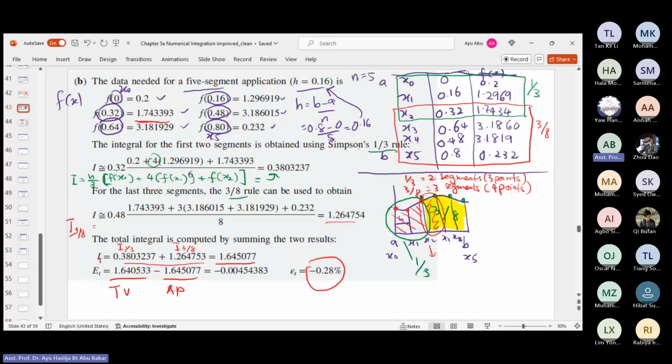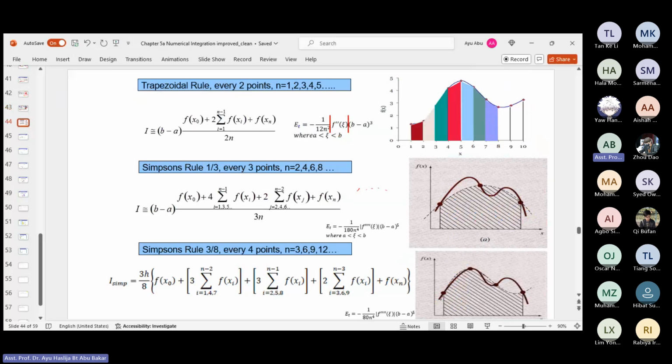Okay, I proceed to the next part. This is the summary of the trapezoid and both Simpson's rules. Now you see how it applies. The trapezoidal rule works every 2 points, because we need to calculate each of the trapezoids. Let's say this is the function. Now you need to calculate each of these trapezoids, so every 2 points.